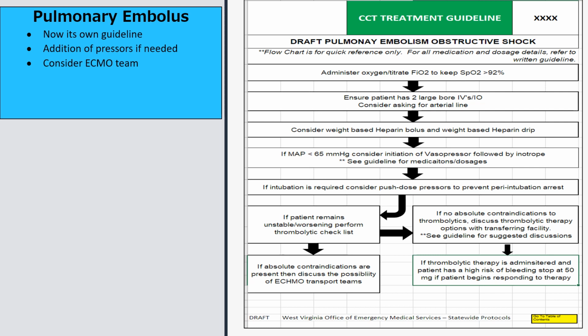If thrombolytic therapy is administered and the patient has a high risk of bleeding, stop at 50 milligrams if the patient begins responding to the therapy. So for pulmonary embolism, it is now its own guideline. There's an addition of pressors if needed, and consider an ECMO team.